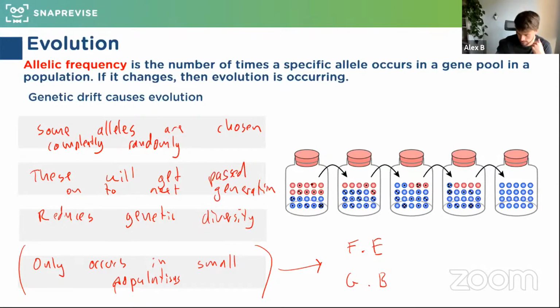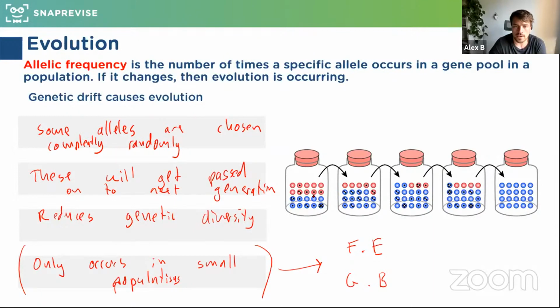So just by chance, even though there's equal numbers of red and blue, you might pick up more blues than red. It's not that blue is better than red, it's just random chance. So when you repopulate from this one, you're going to get more blues. This could happen a few times, and just due to random chance, one time you pick up a handful and there's only blue beads, and that's what you're going to repopulate from. The red allele is now completely gone from that population. So we've reduced genetic diversity, essentially.